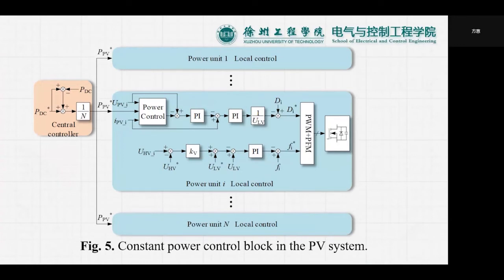In the constant power operation mode, the central controller is required to monitor the operation status of the modular photovoltaic DC grid-connected system and send control commands to the local controller of each power unit to ensure the regular operation of the modular photovoltaic DC grid-connected system.